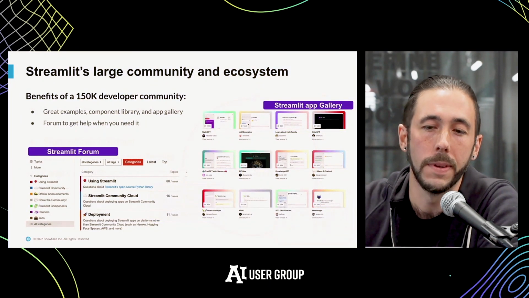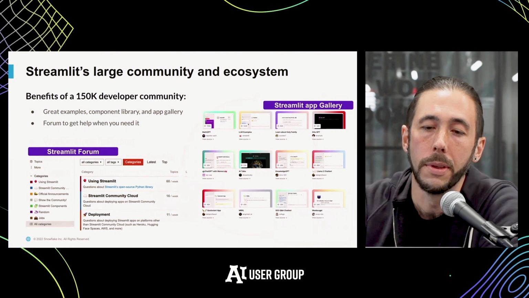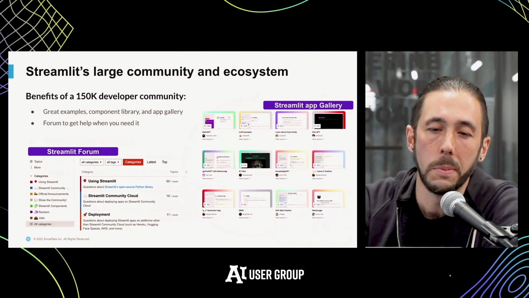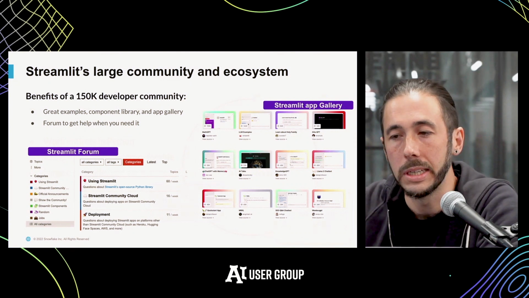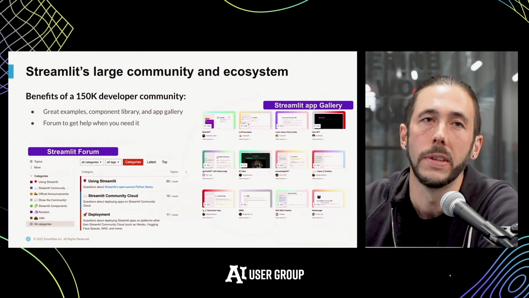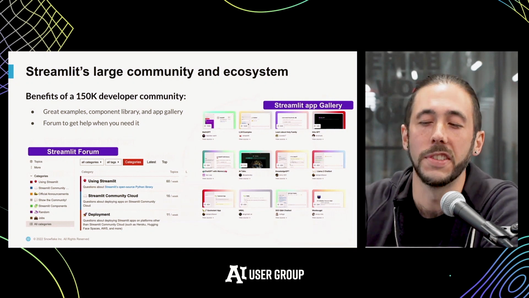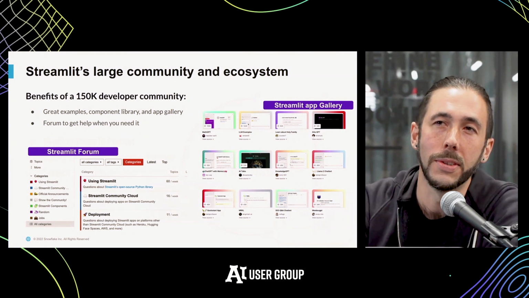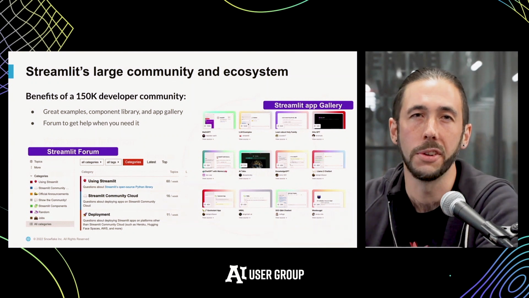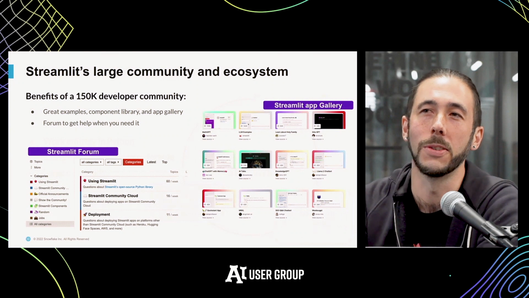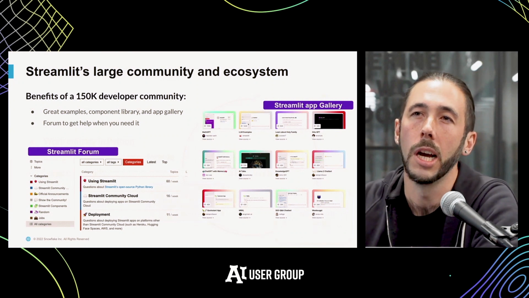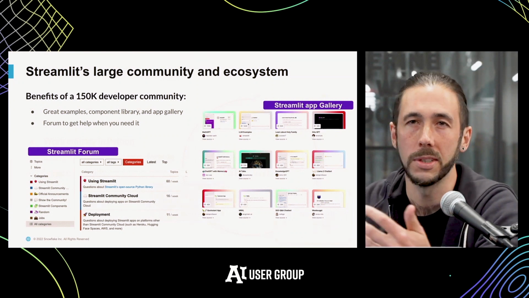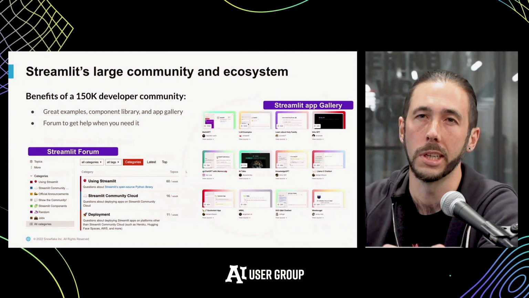There's more than 150,000 developers that use Streamlit every month. And we have a super active forum. There's a huge component library, app gallery, lots of examples. There's a fun side effect of this: GPT is really good at writing Streamlit apps. And sometimes it will write Streamlit apps even if you don't tell it to, just because there's so much content out there, which, if you're using a Copilot or something like that, makes it a very effective tool to get started.